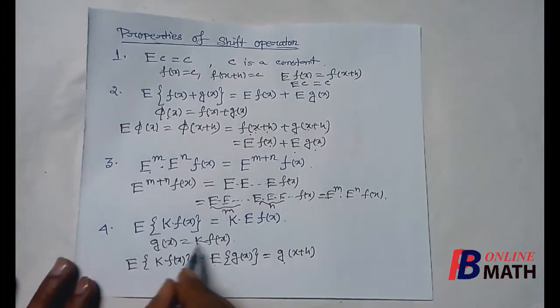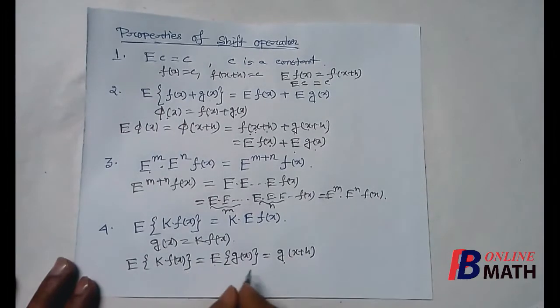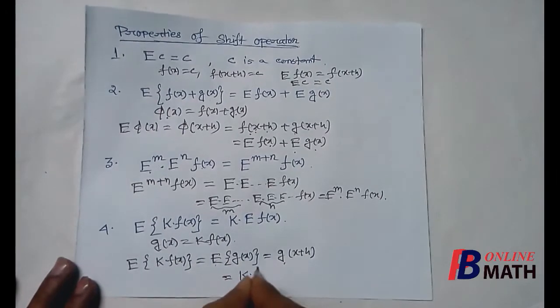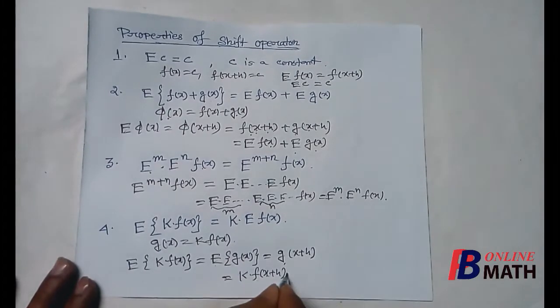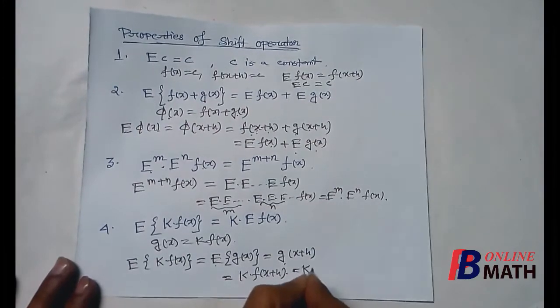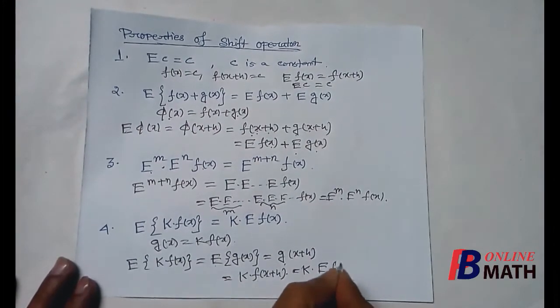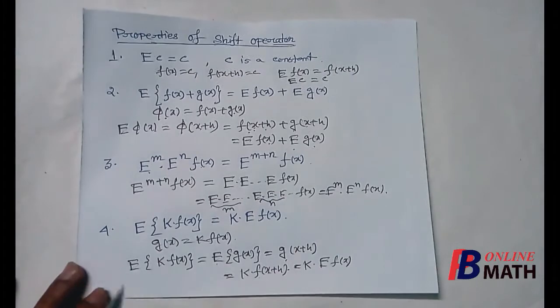Now g(x) equal to k into f(x), so g(x+h) should be k into f(x+h). Now f(x+h) can be written as E of f(x). So this is k into E of f(x). So these are the four properties of shift operator.